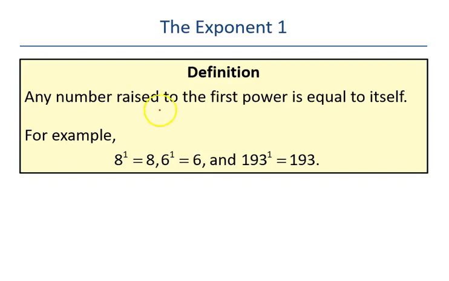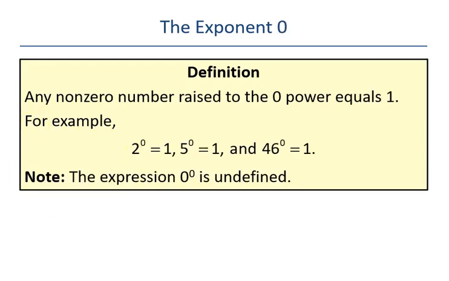Definition. Any number raised to the first power is equal to itself. For example, 8 to the 1 is 8, or 6 to the 1 is 6, and 193 to the power of 1 is 193, which makes sense. If 8 squared is equal to 8 times 8, well, 8 to the power of 1 is just 8 because there's nothing else being multiplied by it.